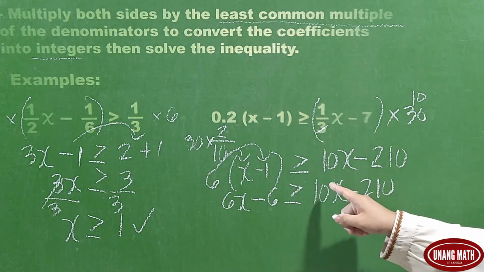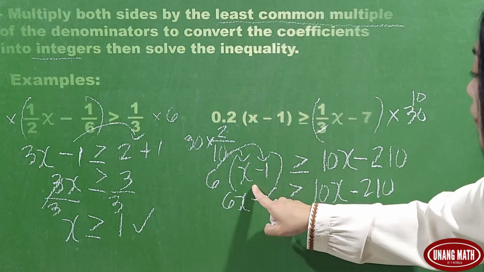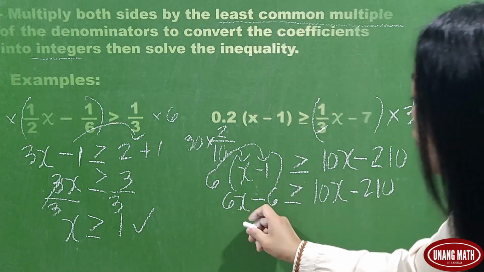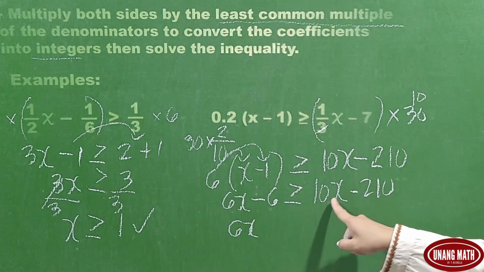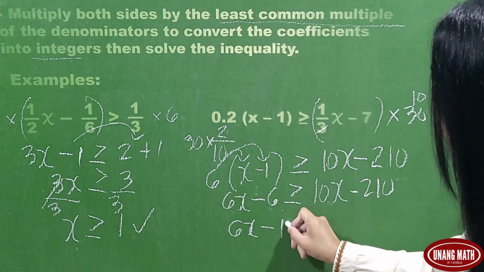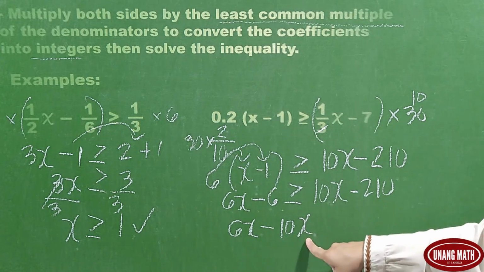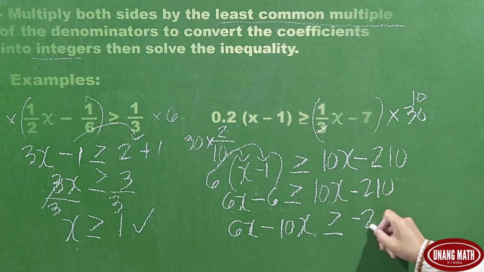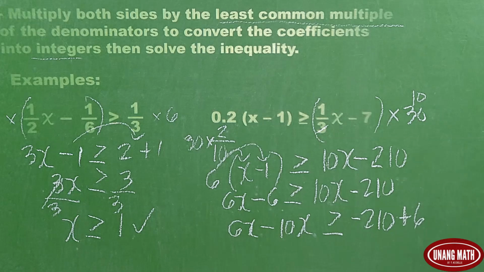Now we have to move all the terms with the variable on the left side, and all the constant terms on the right side. So we have here 6x. This is positive 10x, so if we move it, this now becomes negative 10x. So it's minus 10x. This is greater than or equal to negative 210. Move negative 6 to this side, plus 6.